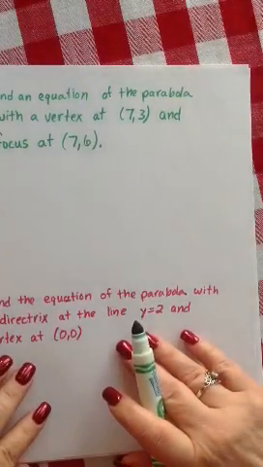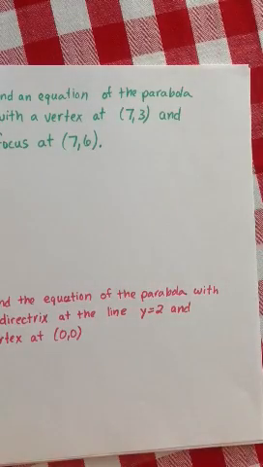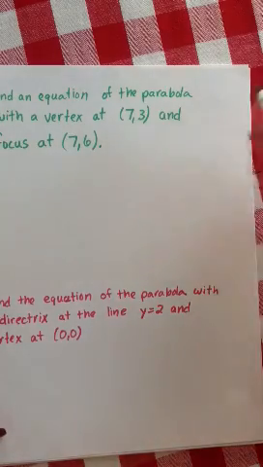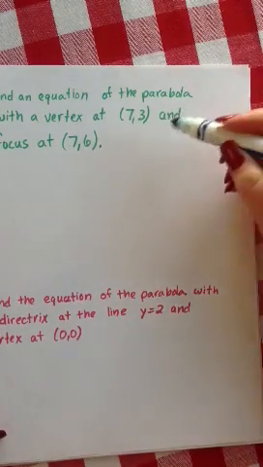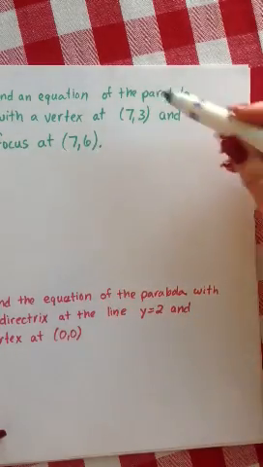Next, let's look here. It says, find an equation of a parabola with a vertex at (7,3) and a focus at (7,6). The key to doing these problems is you have to sketch a quick little picture first. That's going to help you decide if it opens up or down because the focus lies inside of the parabola.